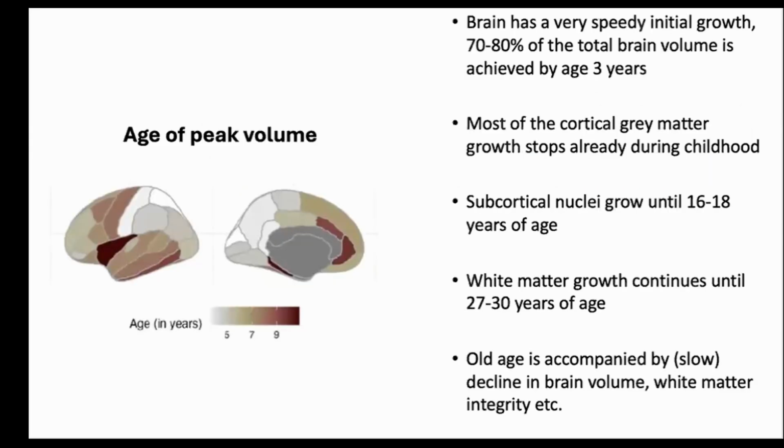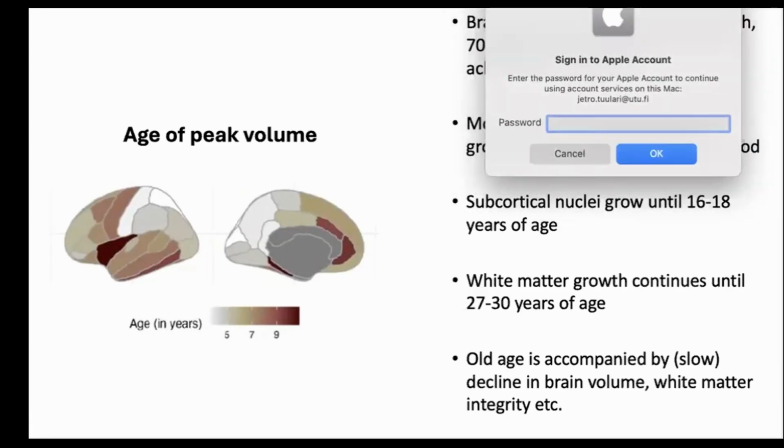So in summary, the brain has a very speedy initial growth, and up to 80% of the total brain volume is already achieved by age 3 years. Most of the cortical gray matter growth stops already during childhood.